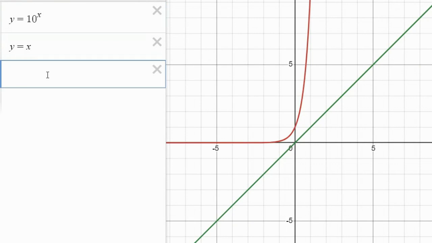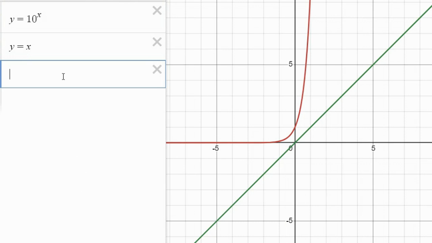Gosh, your microphone's on, sir. The inverse of an equation... Got some good music going there, Josh. See if I can mute you there. All right, I've muted Josh.